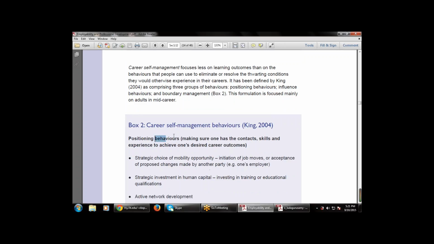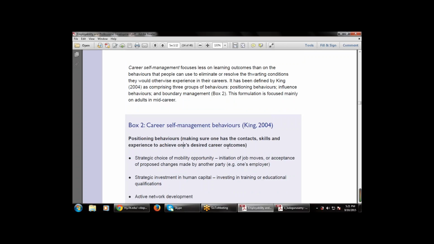So positioning the behaviors makes sure one has the contact skills and the experience to achieve one's desired career outcome. Whatever the desired career outcome, it will be achieved by using the positioning behavior, by using the strategies that are used for positioning the mobility opportunities.